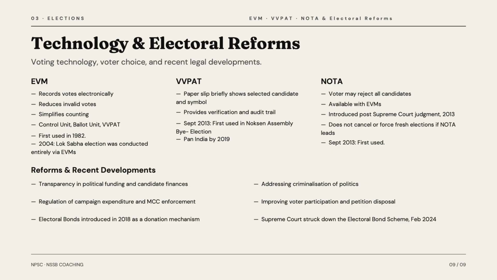Now, VVPAT: the paper slip briefly shows the selected candidate and symbol, and it provides verification and an audit trail. The polling station officers can go and audit it. Is it actually true? Whatever is shown in the EVM machine, the number of votes each candidate got, will again be verified through VVPAT, counted paper-wise. Interesting, right?